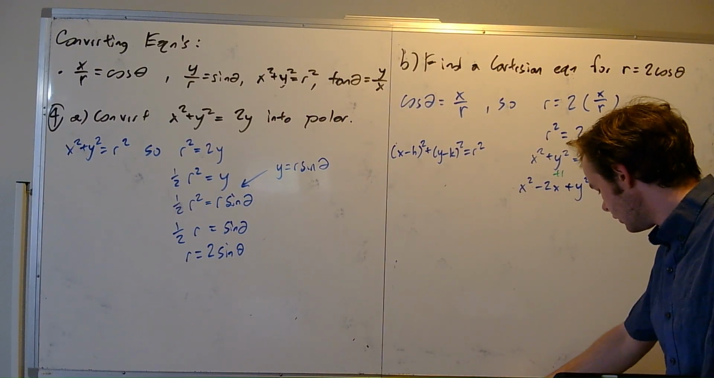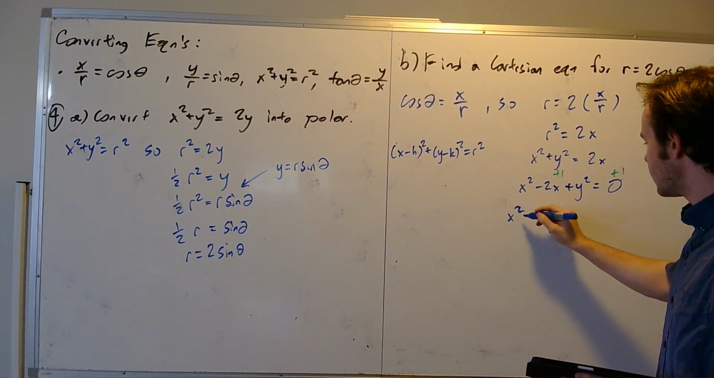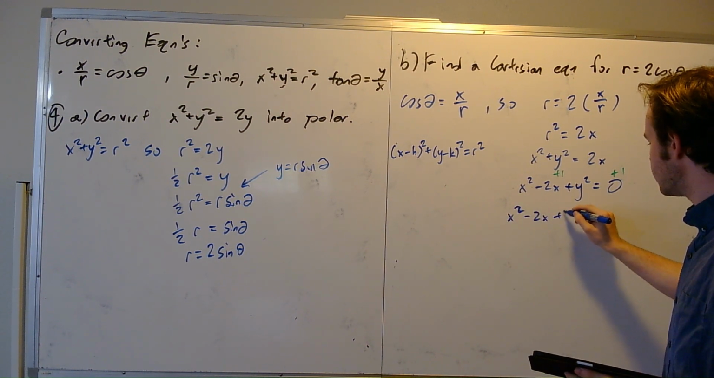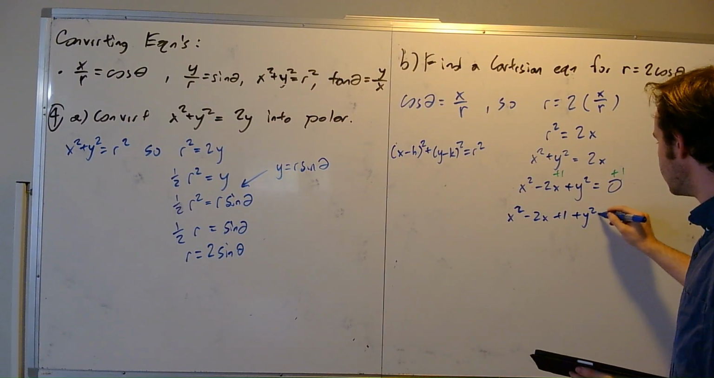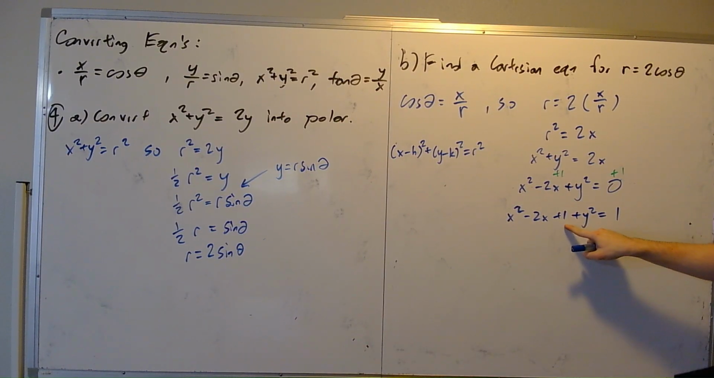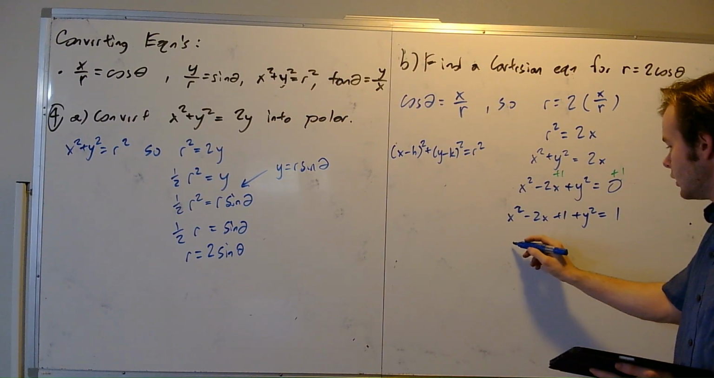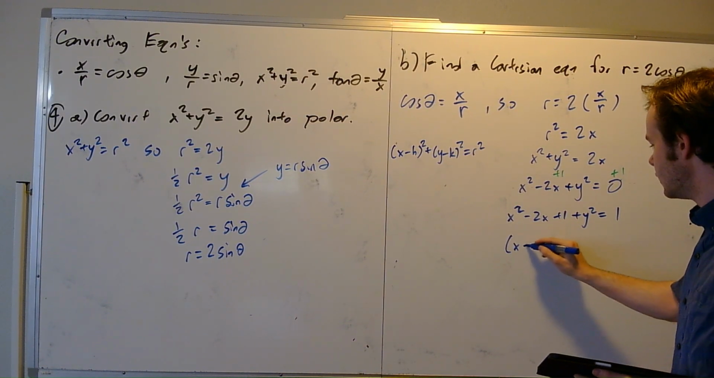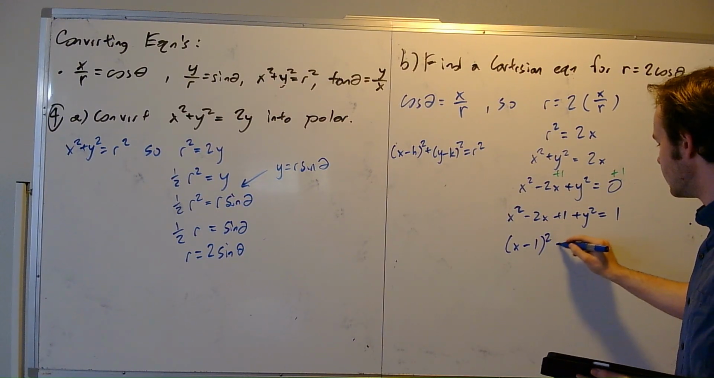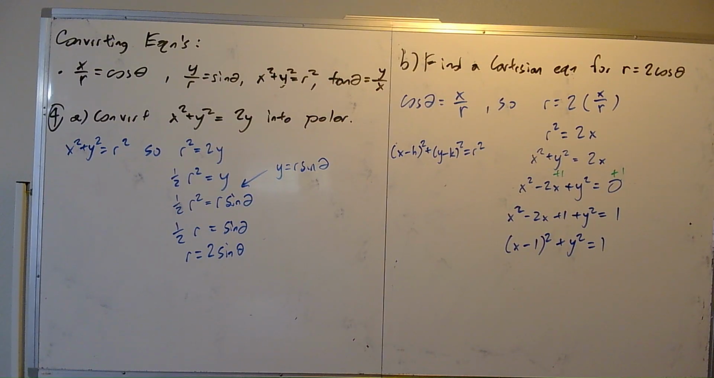Right. And the reason we're doing that is because now we have x squared minus 2x plus 1 plus y squared equals 1. But now this thing here looks like something we can factor. That's the reason we added 1 to both sides. Because now we can factor this, and this actually looks like x minus 1 squared plus y squared equals 1.